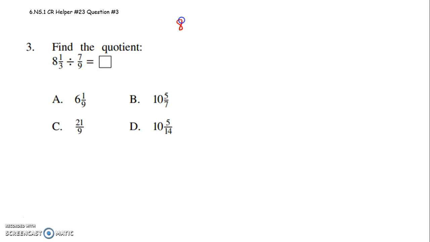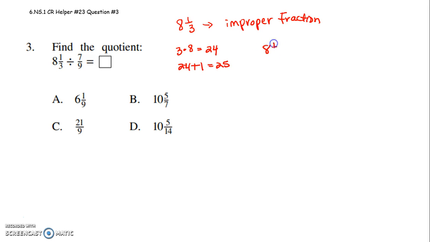The first thing I'm going to do is take 8 1/3 and rewrite that as an improper fraction, a fraction greater than 1. So what I'll do for that is 3 times 8. 3 times 8 is 24. Then I'll add on one more third. 24 plus 1 is 25. So that tells me 8 1/3 is 25 thirds. And I could draw a visual for that.